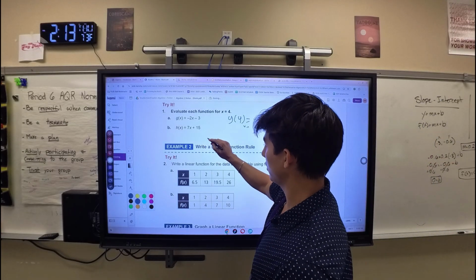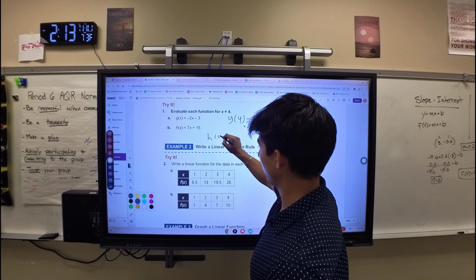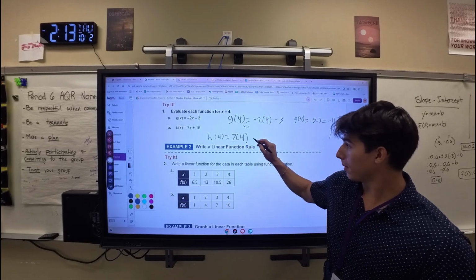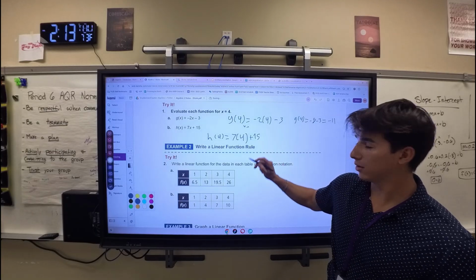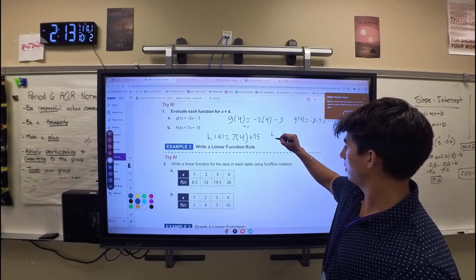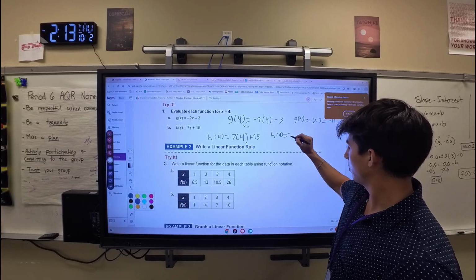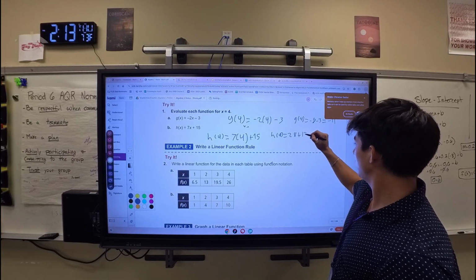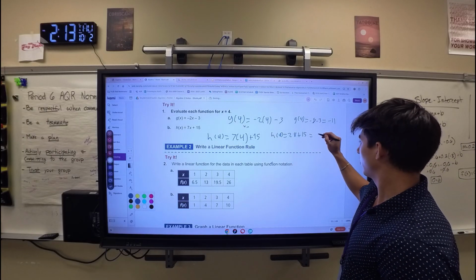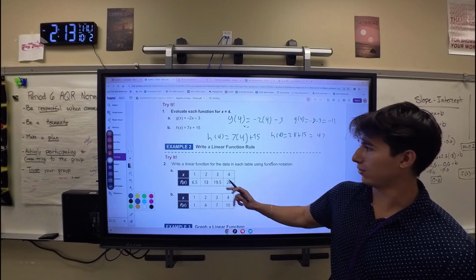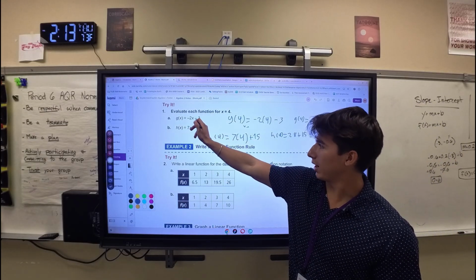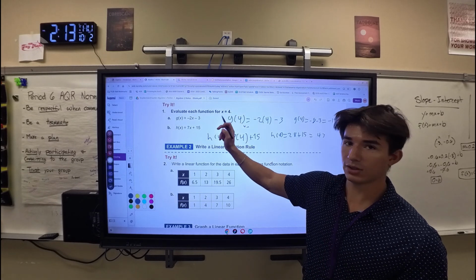And then for h of x, we're going to do h of 4 equals 7 times 4 plus 15. Okay, 7 times 4, 28. So h of 4 is 28 plus 15. 28 plus 15 is going to give us 43 for our h of 4. Okay, and so that's all we had to do for those two. We're just replacing our x's with whatever it's telling us to evaluate at.